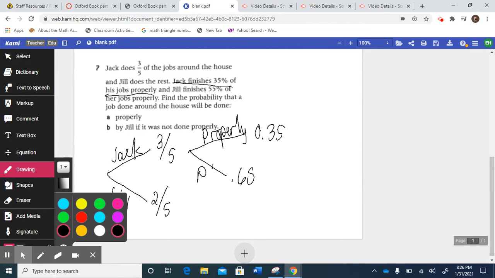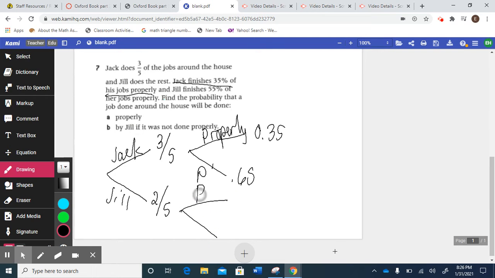So now we have Jill. Jill finishes her jobs properly with 55%, and not properly would be 45. Okay, so now that our tree is done, we can go by and answer the 2 questions.